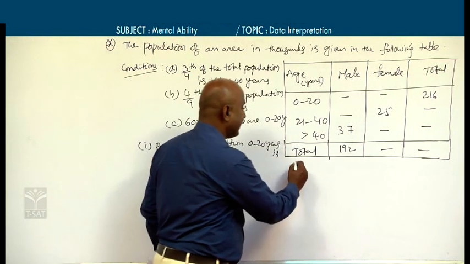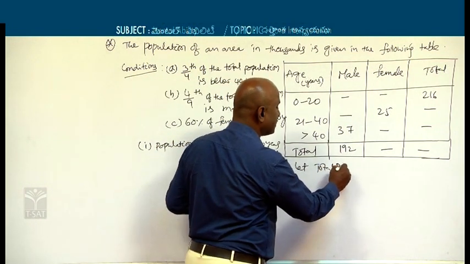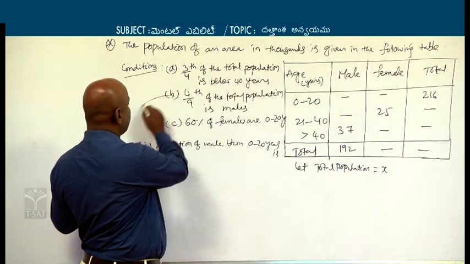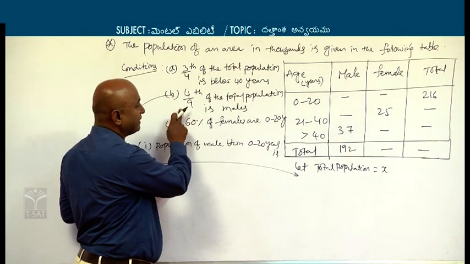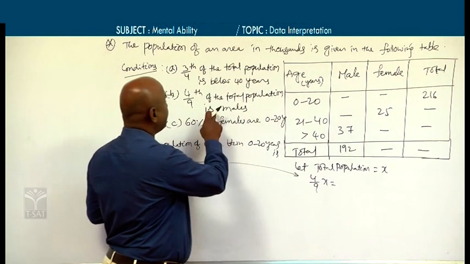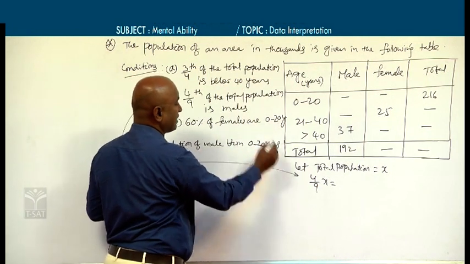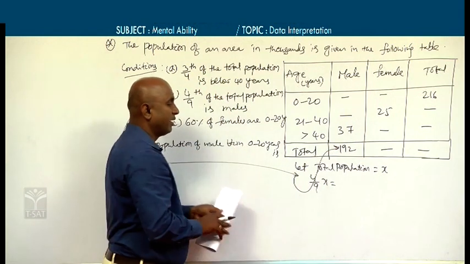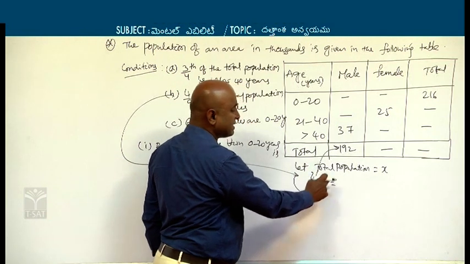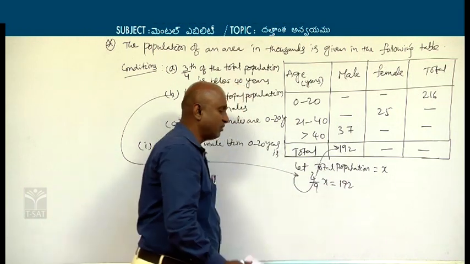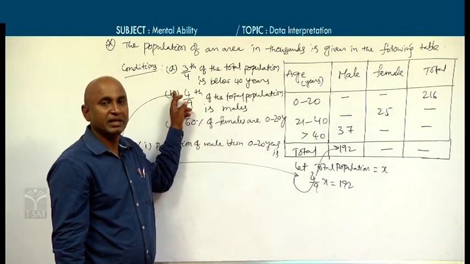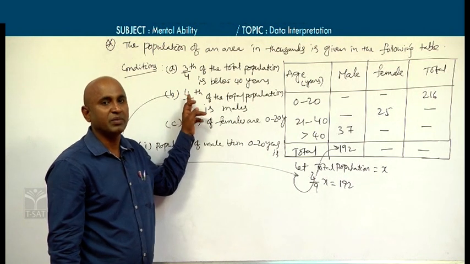Now let the total population be x. Then from this condition, 4/9 of the total population, that is 4/9 x, is males. What is the value corresponding to this? Males is equal to 192. So now 4/9 x is equal to 192. It is the condition we have to identify. Here we have to build up a relation between the data given and the conditions given. Then only we will be able to solve this type of problems.